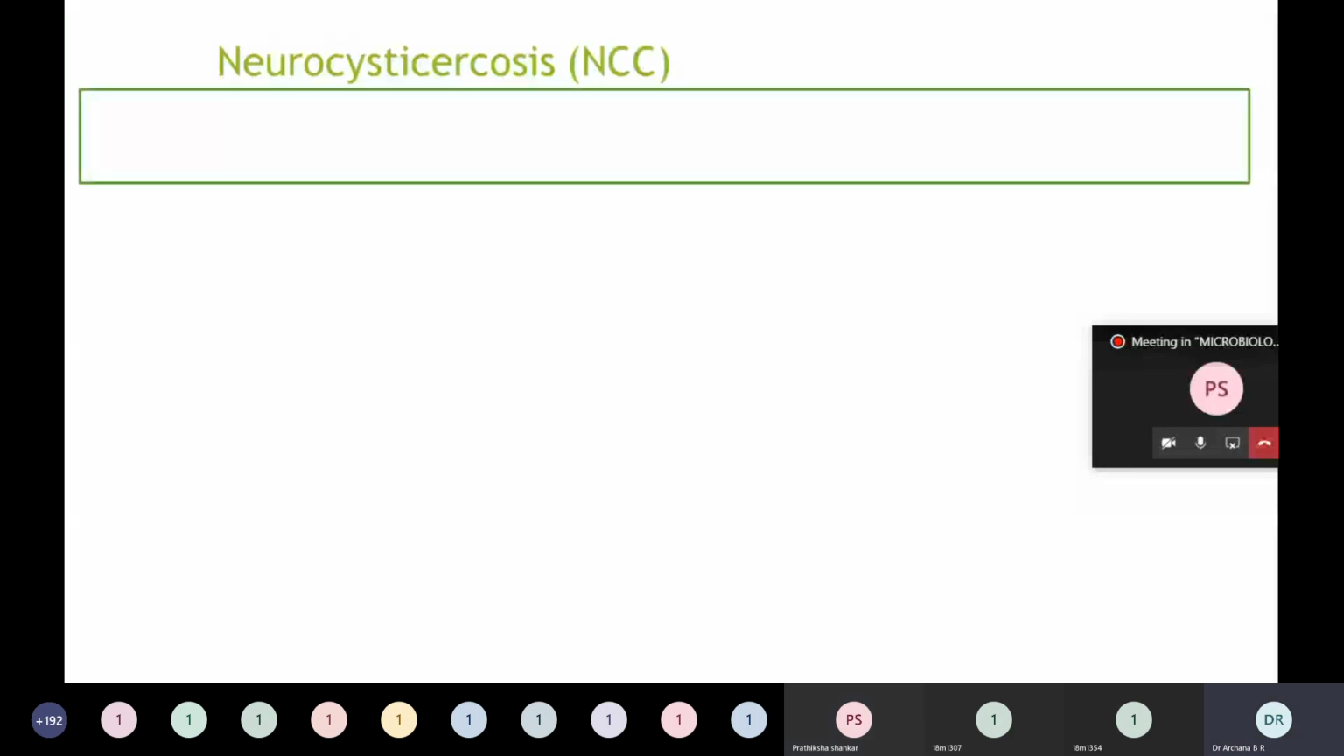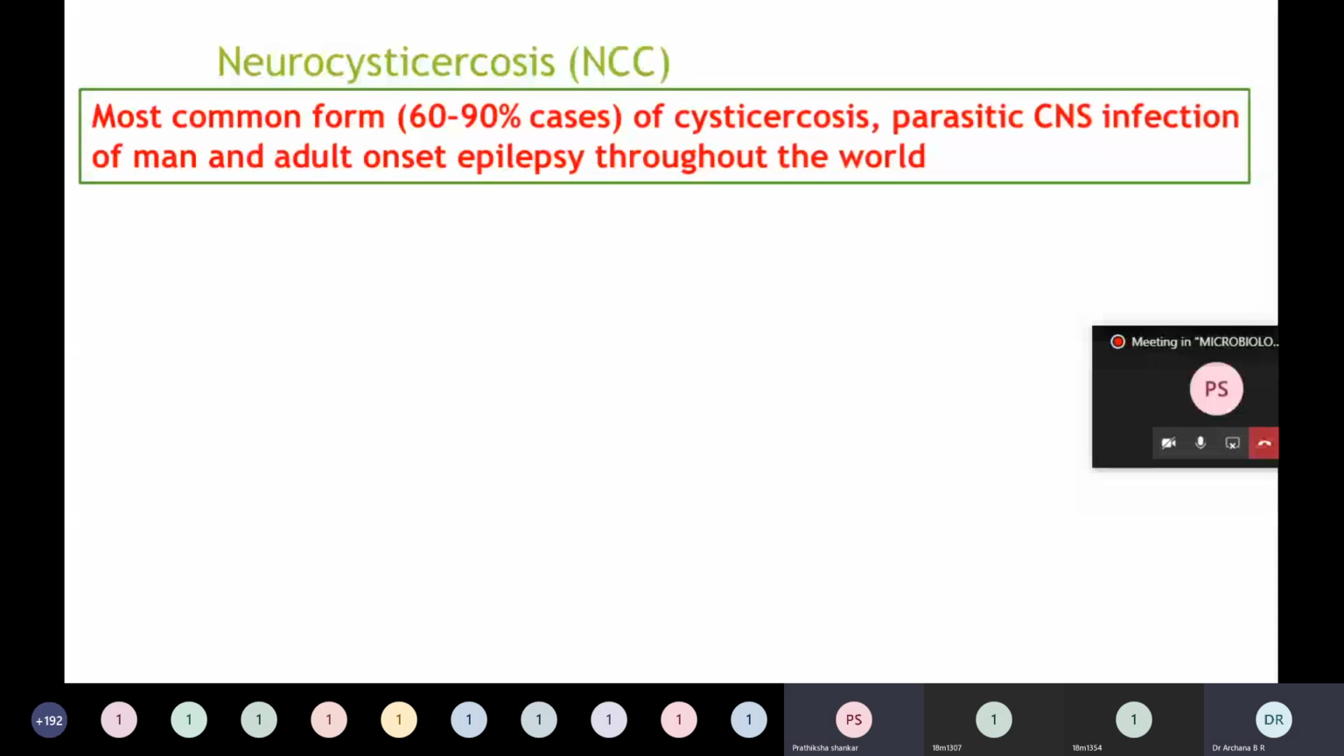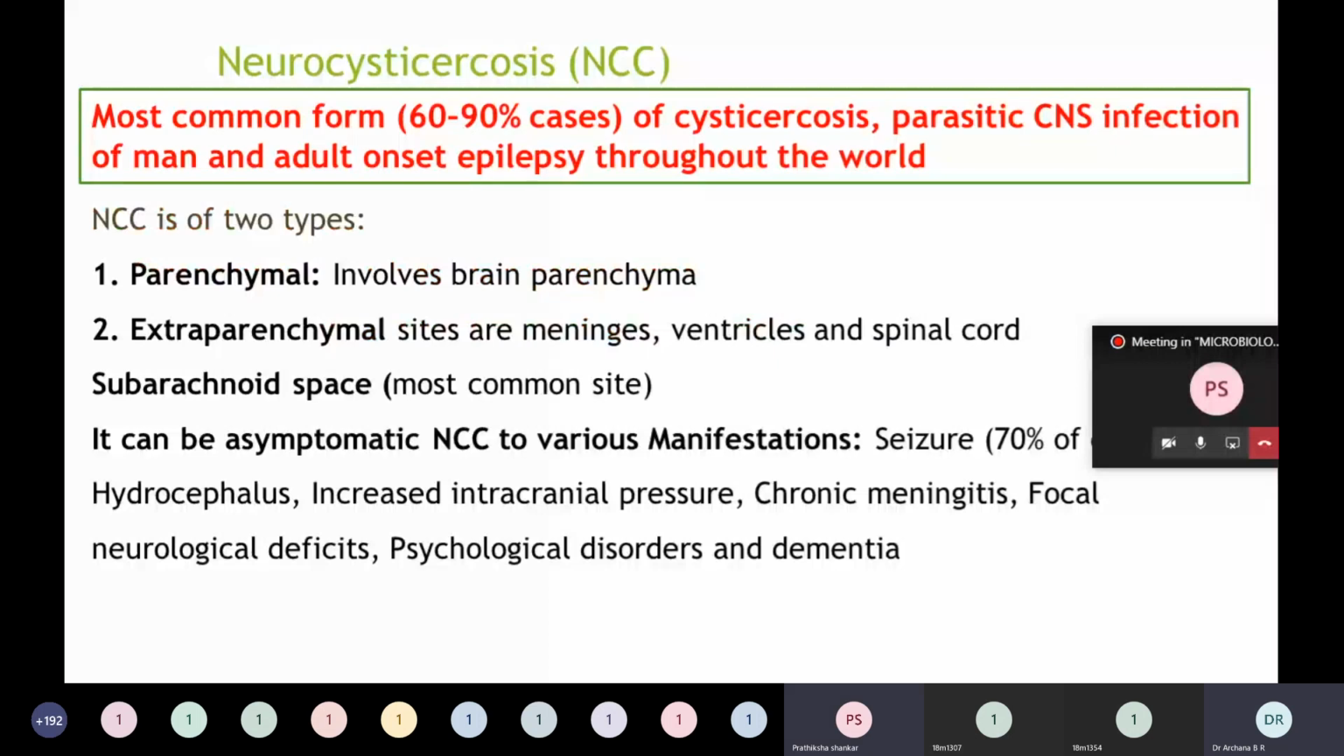Coming to neurocysticercosis, it is the most common form, about 60 to 90% of cases of cysticercosis, and the most common parasitic CNS infection of man, and also a cause of adult onset epilepsy throughout the world. There are most commonly two types: parenchymal and extraparenchymal. Parenchymal most commonly involves the brain parenchyma. Extraparenchymal sites are the meninges, ventricles and the spinal cord. The subarachnoid space is the most common site of involvement.